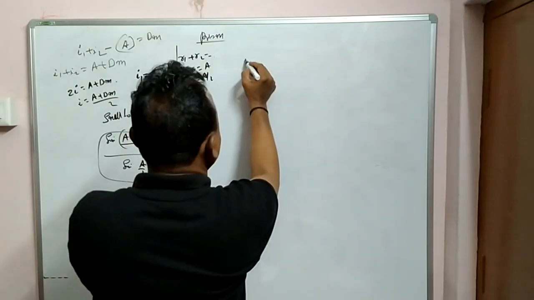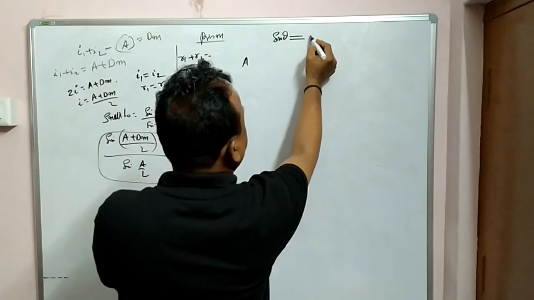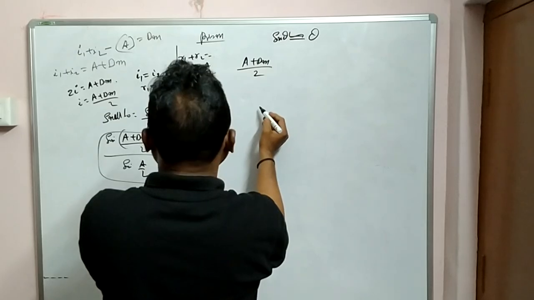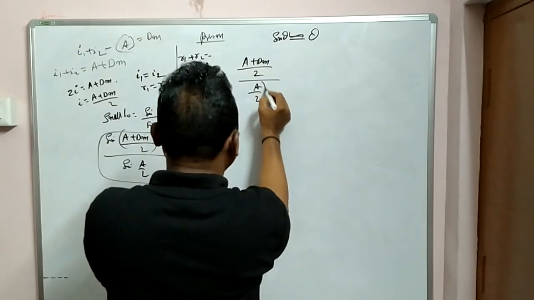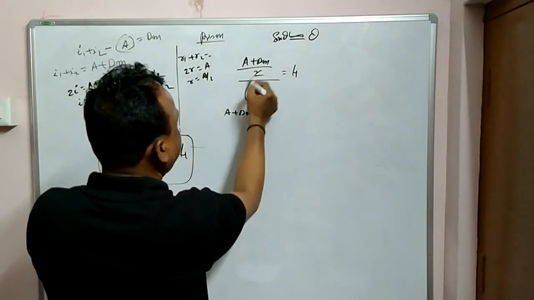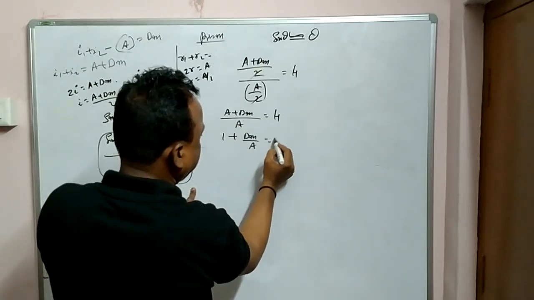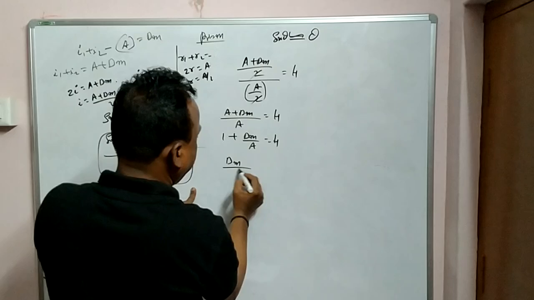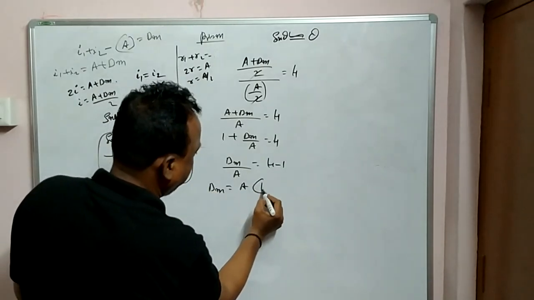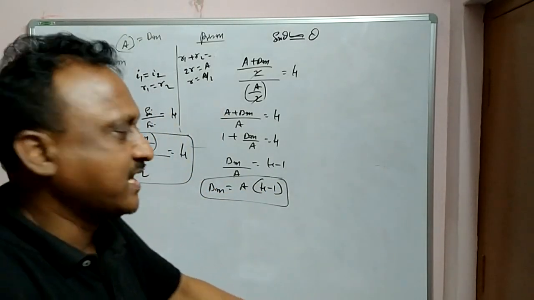Then what happens? When the angle is very small, sin theta can be equal to theta. అప్పుడు ఎంత అవుతుంది? (A plus Dm) by 2 by A by 2 is equal to mu, or A plus Dm by A is equal to mu, or 1 plus Dm by A is equal to mu, or minimum deviation Dm by A is equal to mu minus 1, or minimum deviation is equal to A into (mu minus 1). This formula is very important for different colors when the examination they give.